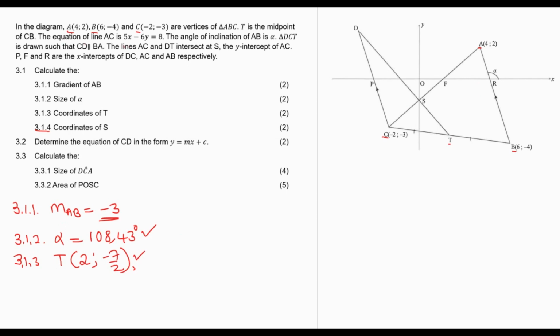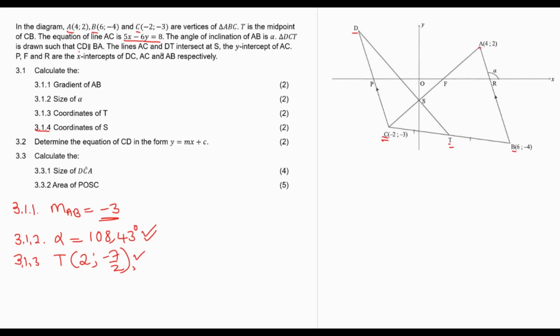The equation of the line AC is 5x minus 6y is equal to 8. Then the angle of inclination of AB is alpha. We managed to find the size of alpha in question 312. Triangle DCT is drawn such that CD is parallel to AB. So CD is parallel to AB.